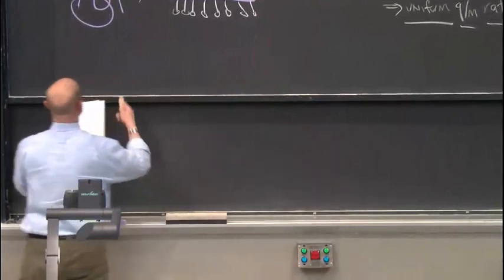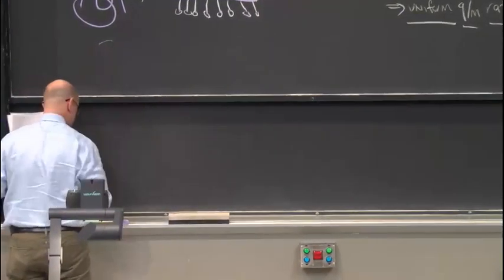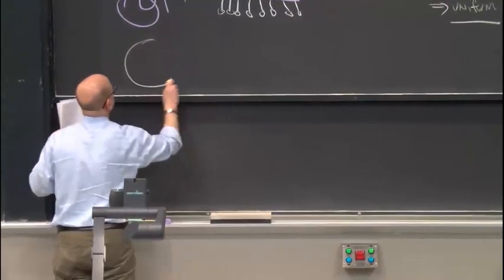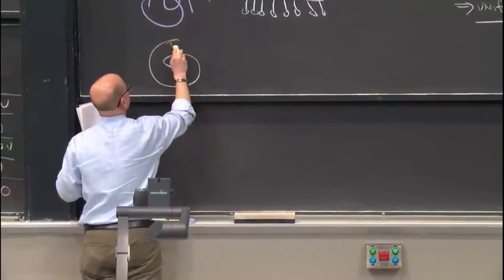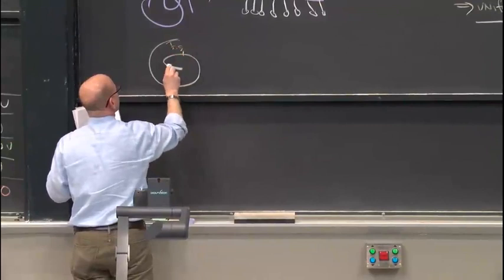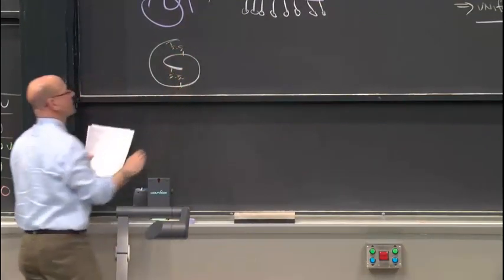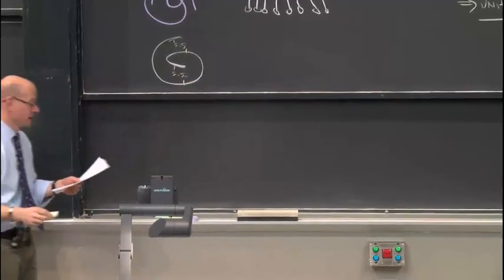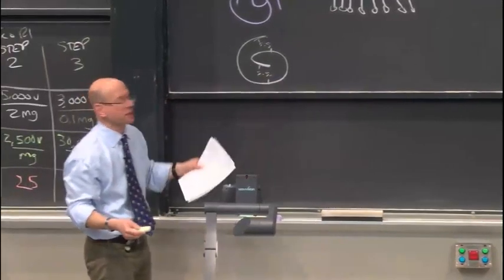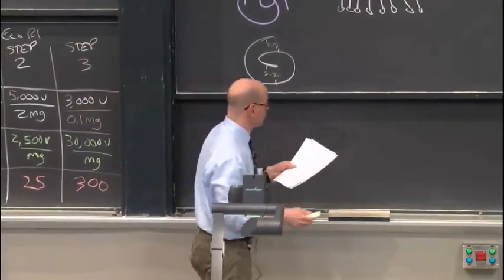Suppose I have a protein that looks like this. And it happens to have a disulfide bond here, and it has another disulfide bond here. Right? Those disulfide bonds are not going to break. And so I need a way to break those disulfide bonds. I need to add a reducing agent.